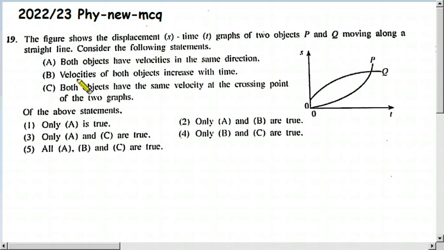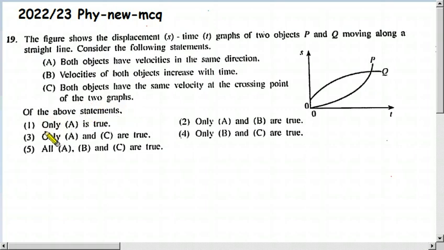Consider the following statements. Capital A, both objects have velocities in the same direction. Capital B, velocities of both objects increase with time. Capital C, both objects have the same velocity at the crossing point of the two graphs.